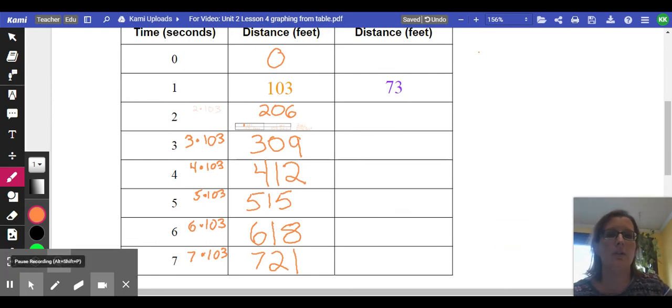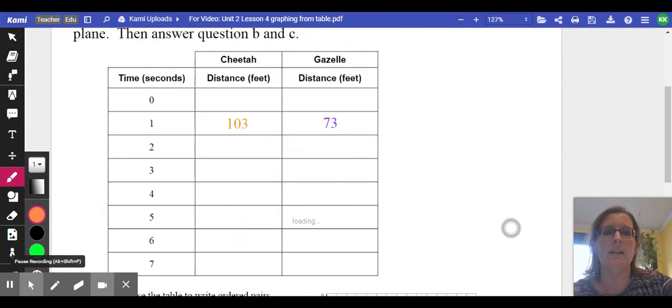You might also notice that instead of using multiplication, because our time always increases by 1 second, our distance always increases by 103. So you could have also just continued adding 103 for each measurement. So our table is now complete.